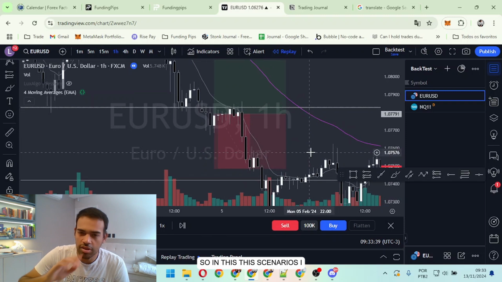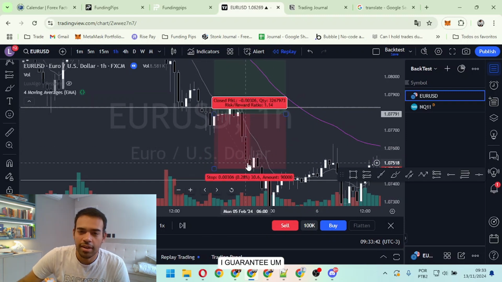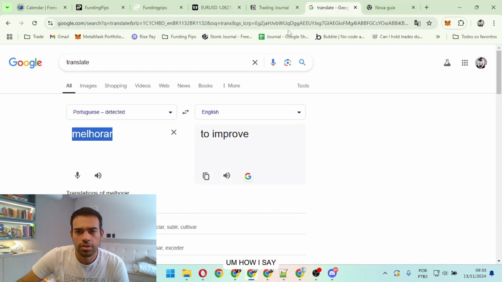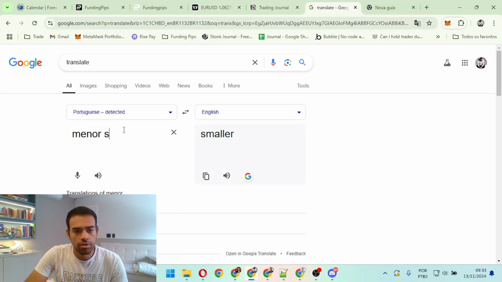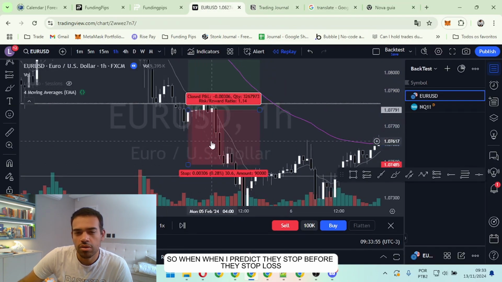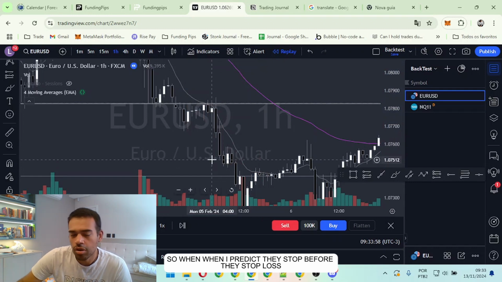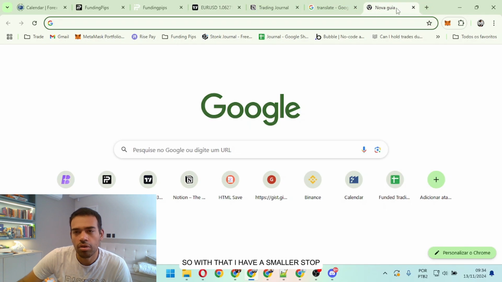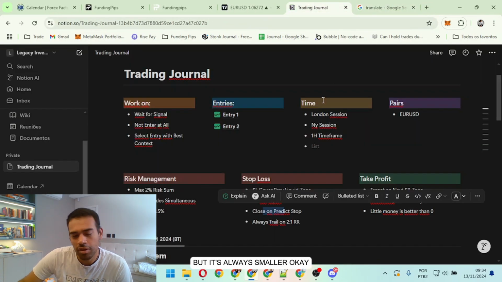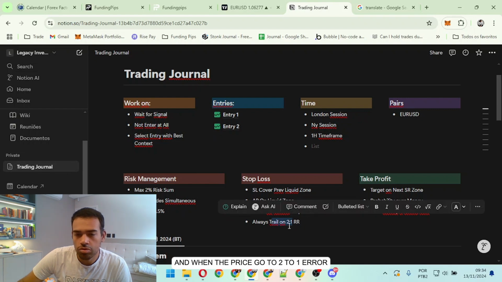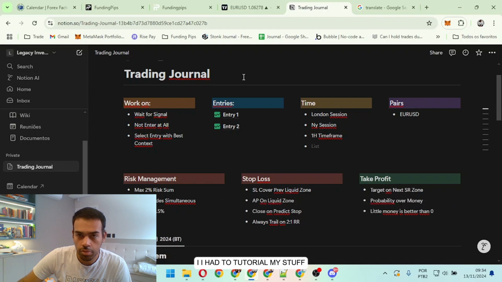So in these scenarios, I guarantee a smaller stop. Okay, so when I predict the stop before the stop loss, I need to close the trade. So with that I have a smaller stop. It's a little smaller, but it's smaller. Okay, and when the price goes to 2 to 1 risk-reward, I have to trail my stop.